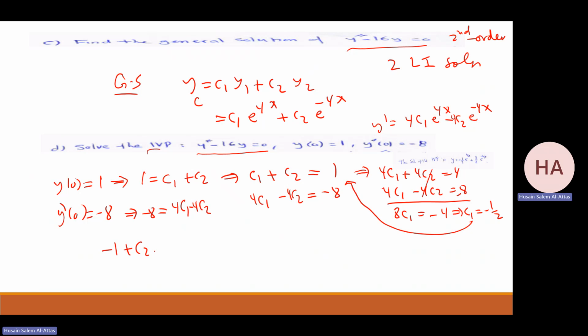It will be y equal c1 e^4x, which is minus half, c2 e^-4x, c2 is 3 over 2. Okay. Now we'll move to the questions about non-homogeneous.